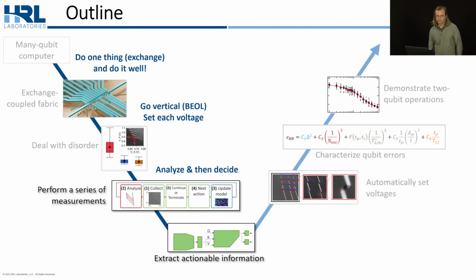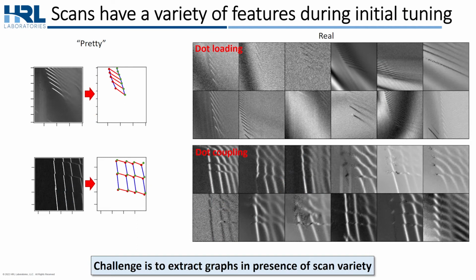Okay, so back to our outline. We've chosen to do one thing, exchange, and do it well. When we implement that, when it becomes reality, we have to set each voltage, and to figure out how to set each voltage, we need a process loop. To keep this process loop going, we've decided that we need an analysis that's extremely robust and allows us to convert a scan into a graph. It's worthwhile just to point out the scope of the problem. Those scans that I was showing you earlier, I would classify as quote-unquote pretty. However, the data that we see, some of which I've diagrammed on the right for dot loading and dot coupling, has a larger variety of features.